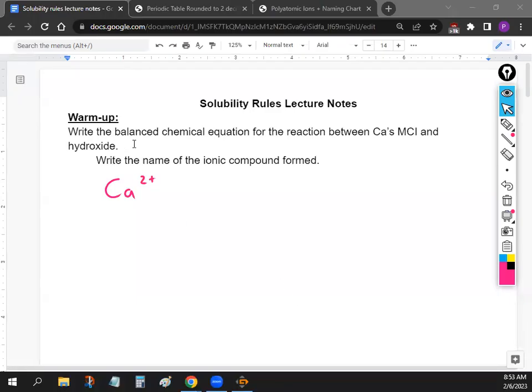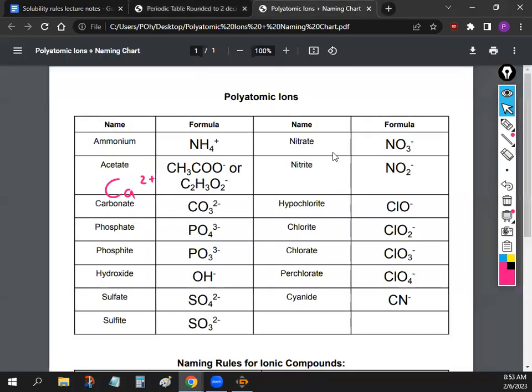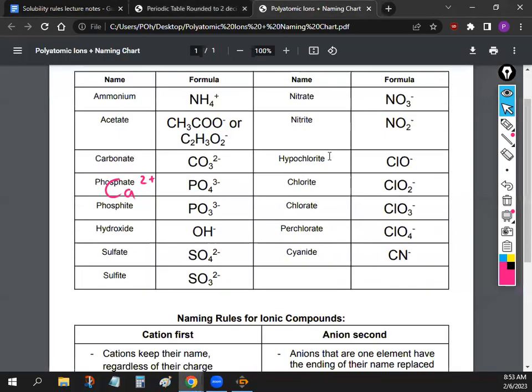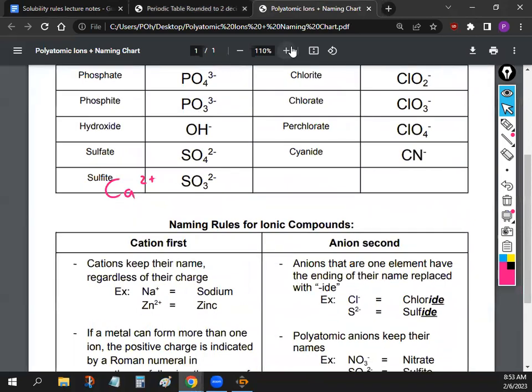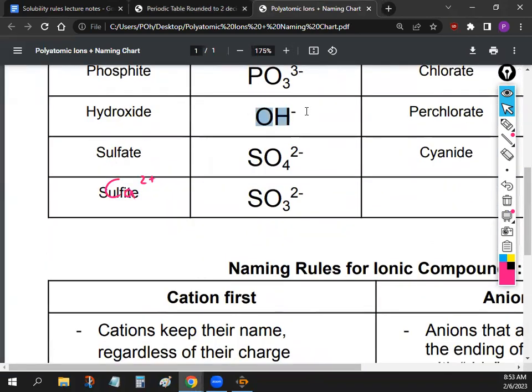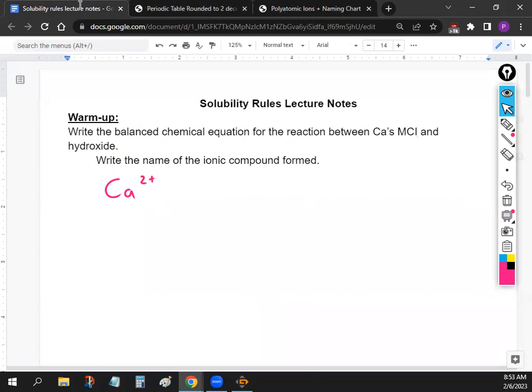And then it's going to be reacting with hydroxide, which is a polyatomic. So if we go right here, we look for hydroxide. Hydroxide is right here, it's OH negative. And so it's going to be OH minus, which is perfect. Okay. All right. So between the two of these, how many hydroxides do we need to balance it out? 2. Okay. So we just put a 2 right there.